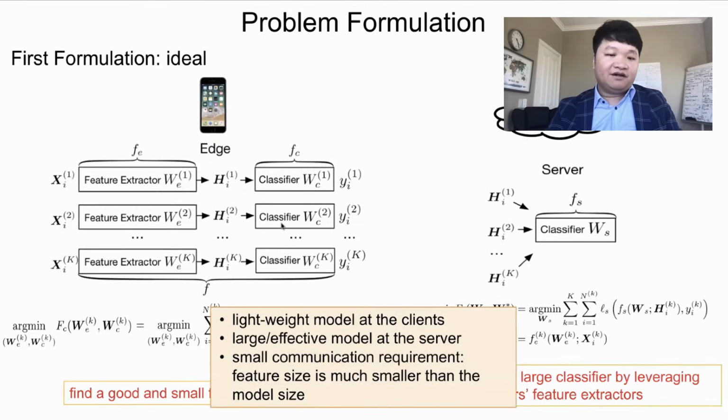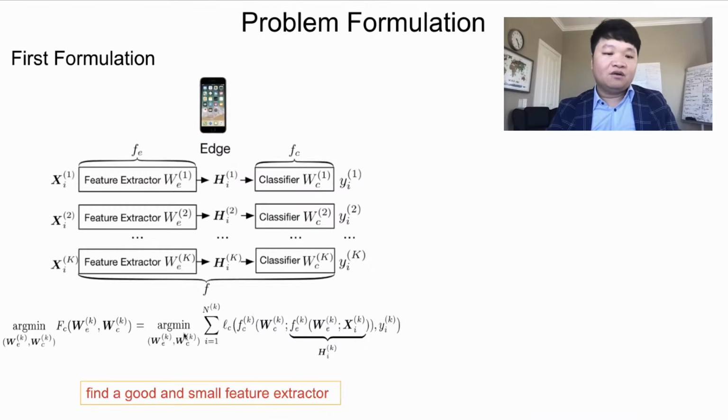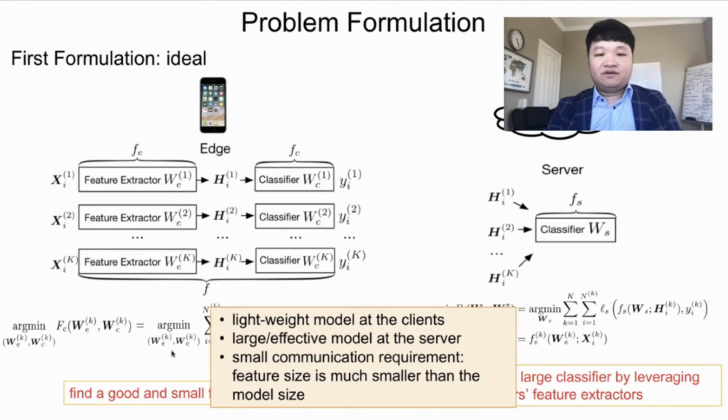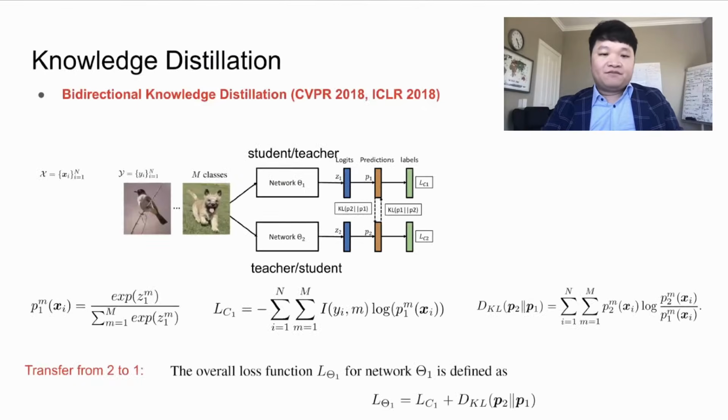So we first formulate the client side as the optimization goal: learn a good feature extractor. On the server side, our goal is to find a great and larger classifier. In this way, we can achieve lightweight training on edge devices, but intensive training on the server side, which can be mitigated by using a GPU cluster. We also have lower communication requirements, because the feature size normally is much, much smaller than the model size.